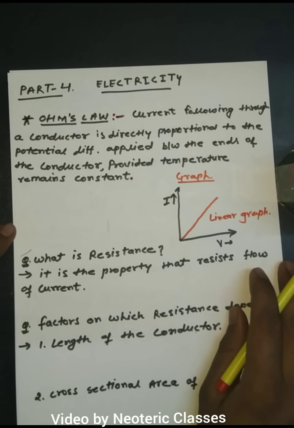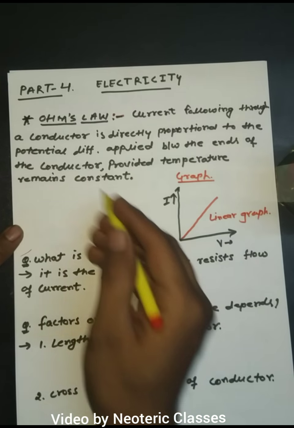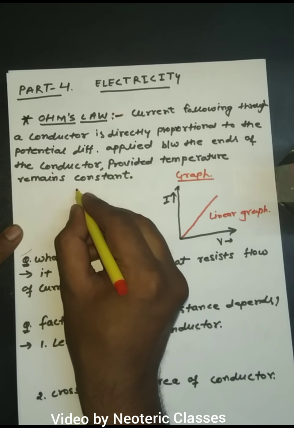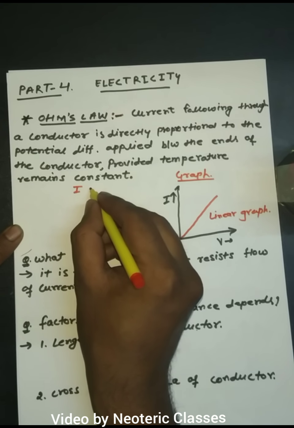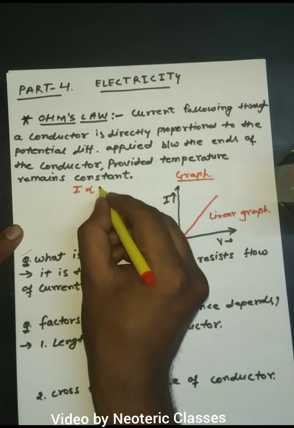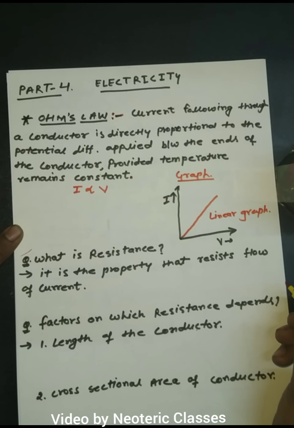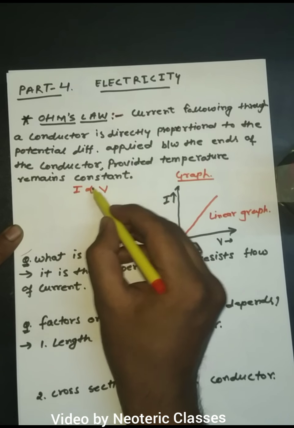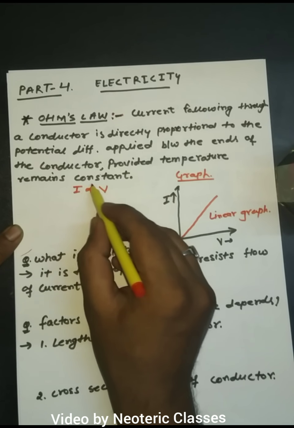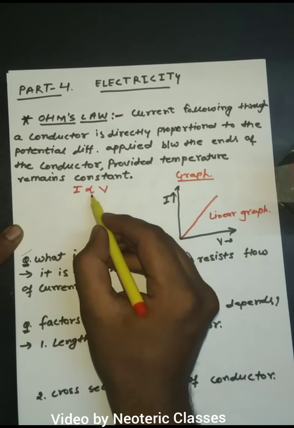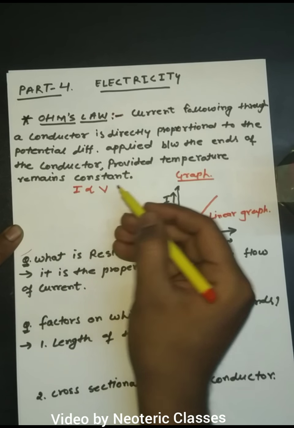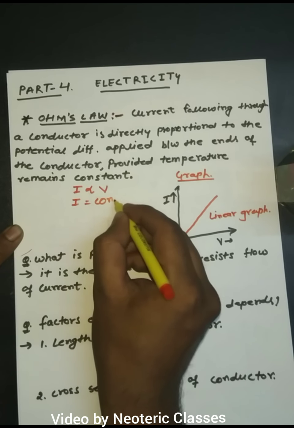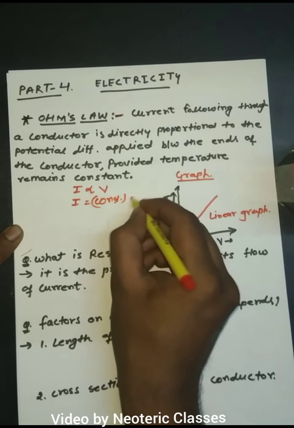Okay friends, so here we have to talk about the mathematical relation. According to this definition, the current flowing in this circuit is directly proportional to the voltage or potential difference between the two ends of the conductor. If we replace this proportionality sign with an equal sign, we have to introduce some constant. So here we can write that I is equal to some constant into V.